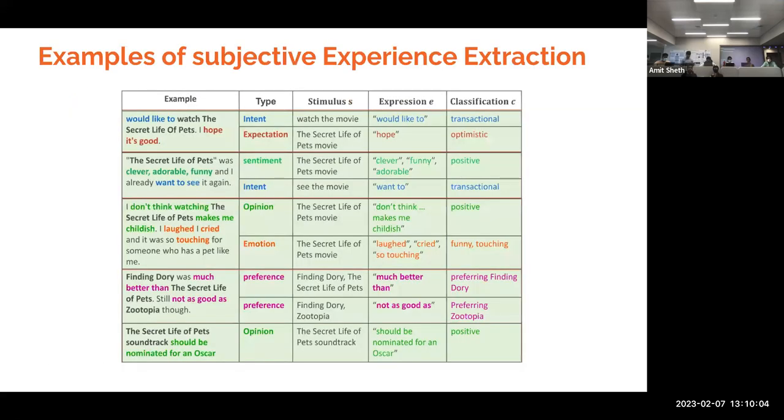And this is one of a few examples that we can see as an approach to what we want to see. Let's say, I would like to watch the Secret Life of Pets. I hope it's good. So the type is intent, and there is expectation involved in it. The stimulus is watching the movie, that is towards the Secret Life of Pets movie. Expectation is towards this movie. Intent is towards this movie, and the expression is "would like" and "hope." And the classification is optimistic or transactional. So she describes a range of these, among the classifications. So these are some examples of that.